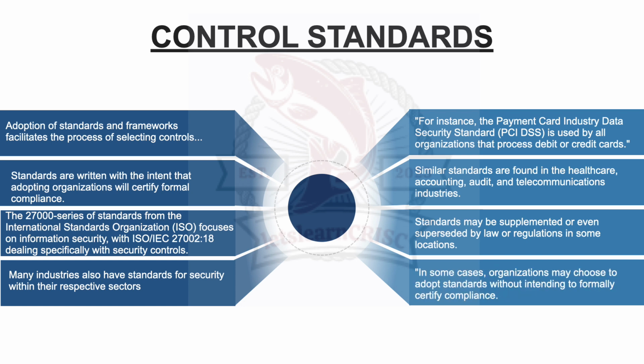Next, in some cases, organizations may choose to adopt standards without intending to formally certify compliance. Friends, organizations often choose to adopt standards for various reasons even if they don't pursue formal certification, such as best practices and guidance, or regulatory alignment, or tailoring to specific needs, right? In essence, adopting a standard without formal certification allows organizations to leverage the knowledge and structure provided by the standard without necessarily committing to the formal audit process. It provides flexibility while still promoting adherence to established best practices and guidelines.